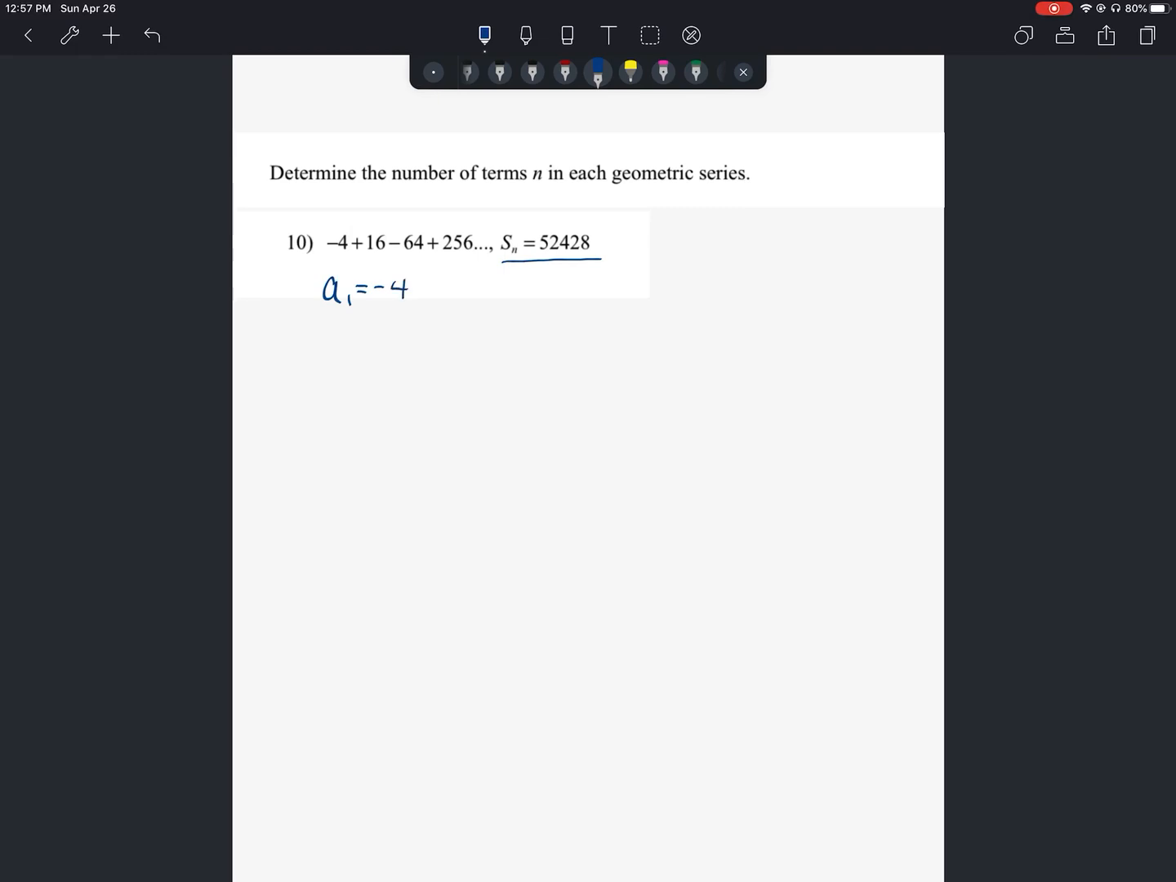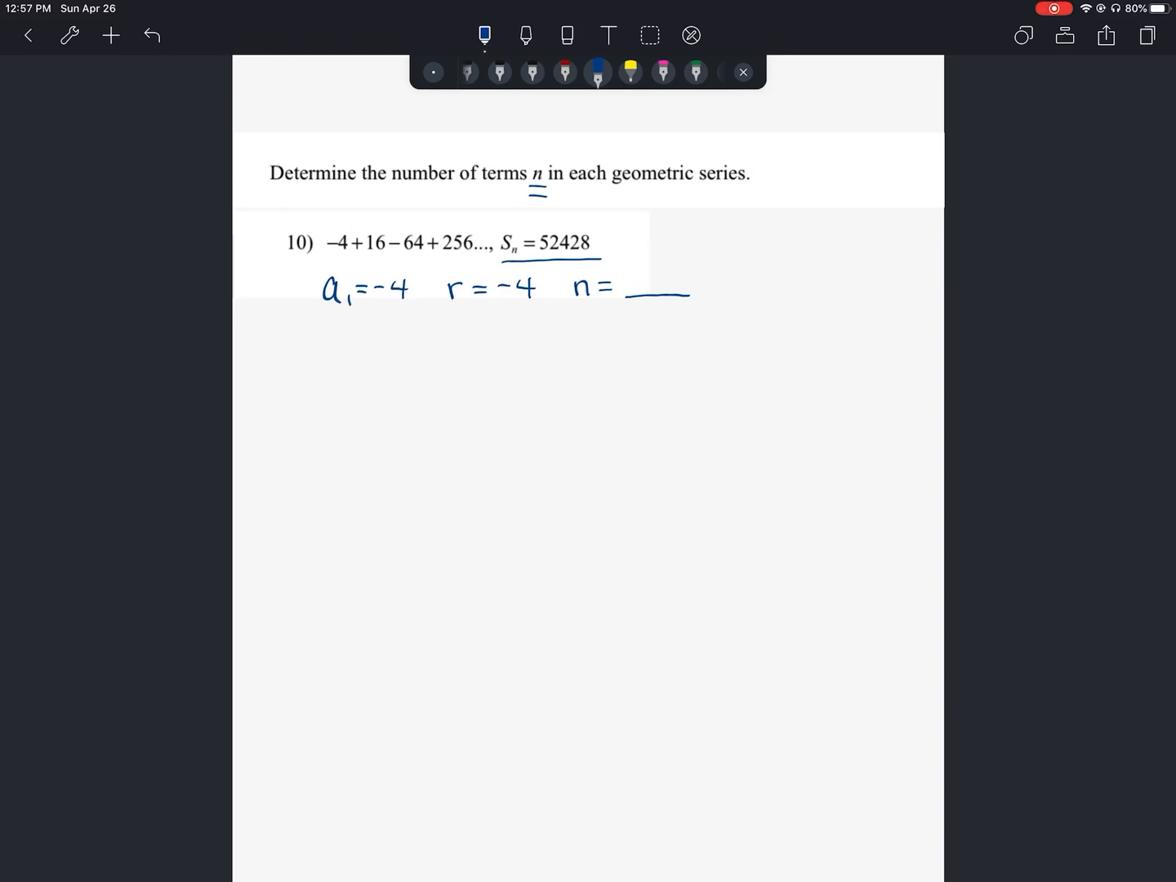And since the second term is positive and the third term is negative here, we know that r has to end up being a negative number. And in this case, it's -4. But we still don't know how many terms there are. So that's obviously what it's asking us to find in this one. Since they're giving us the sum, we're going to use the sum equation to help us find the value of n.